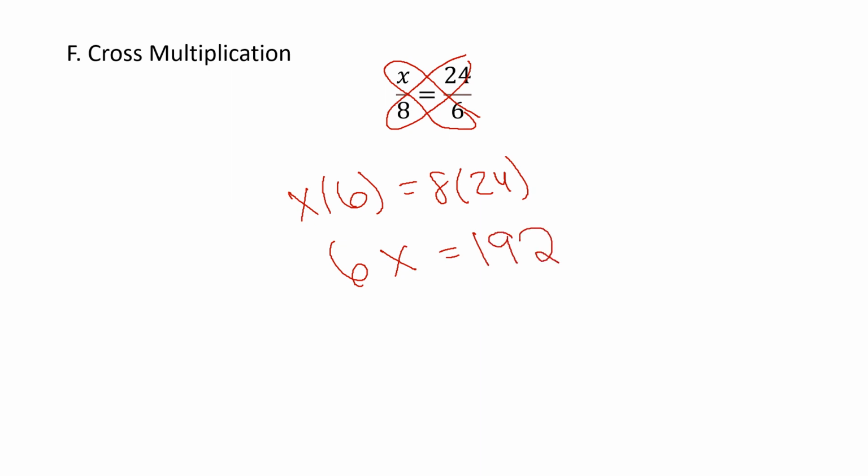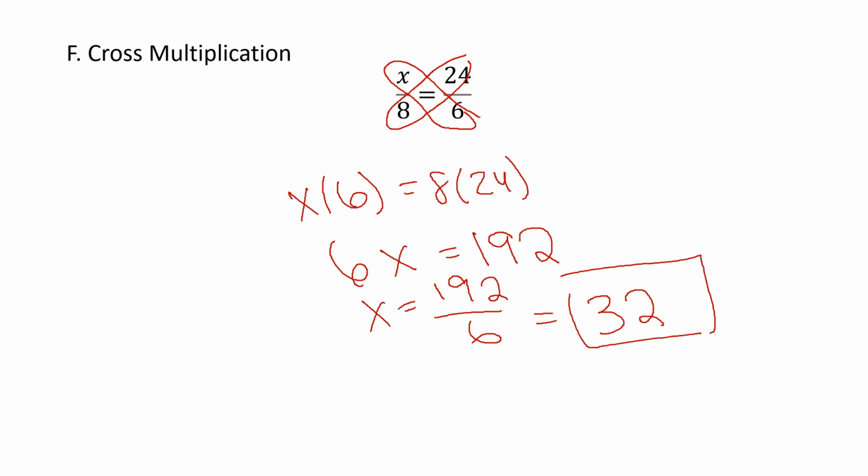Now I need to get rid of that 6. When I move that 6 over, I'm going to divide by it. X equals 192 divided by 6. If it will simplify, you need to simplify it. In this case, it's 32. And I'm 99.9% sure that the 2 questions on your review and the one on the test simplify to a whole number.